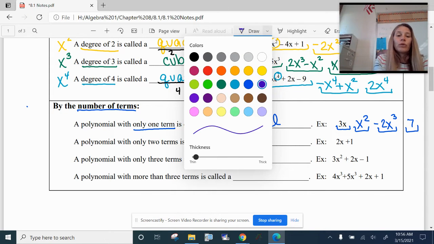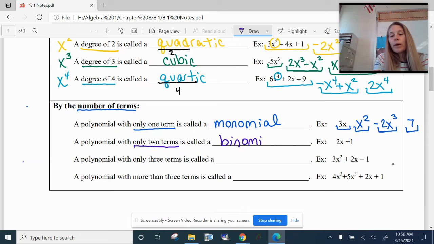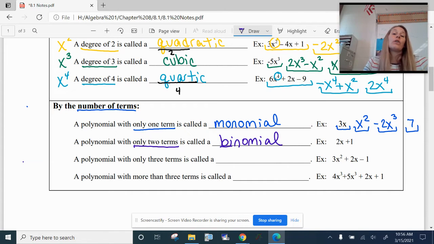Now when we go to 2 terms, this is called a binomial. And if you think about this prefix here, bi, you see it with bifocals, which are glasses that allow you to have 2 different prescriptions in them, or a bicycle has 2 wheels, or sometimes you'll hear something, a biannual sale means twice a year. So the prefix bi indicates 2, and so you'll look at it and there'll be 2 things, 2 terms being added or subtracted. So here we have 2x plus 1.